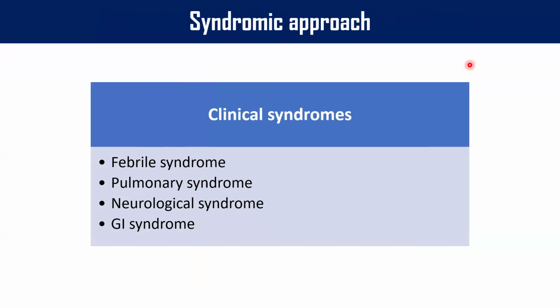So as I said, all these children will not come with a label of their OIs. They will come with symptoms. So with the symptom and the symptom complex, you need to approach them and make a diagnosis. This is called the syndromic approach. For the sake of this discussion, we have divided the whole syndromic approach into 4 clinical syndromes. Number 1 is febrile syndrome, then pulmonary syndrome, neurological syndrome, and GI syndrome.